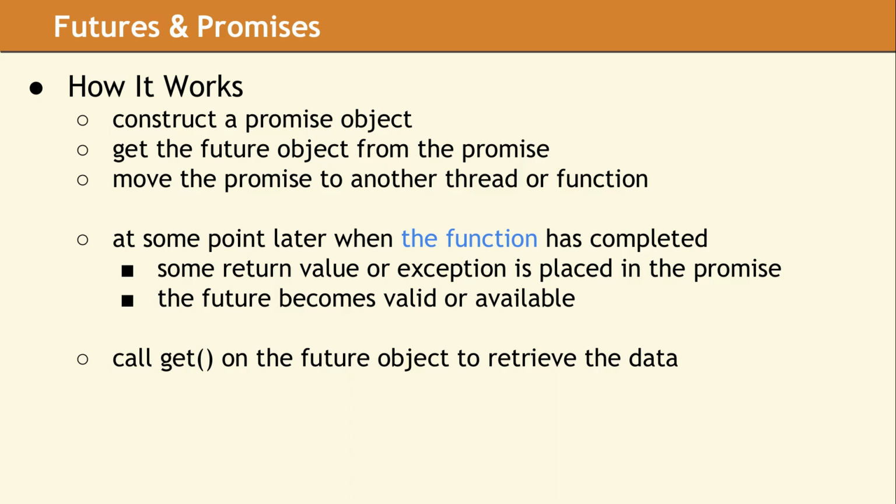At any point, the main thread can call the get method of the future object to wait for the data in the future to be available. If the function has already finished, the call to get will return immediately. If it is not available, the call to get will wait until the future is finished.